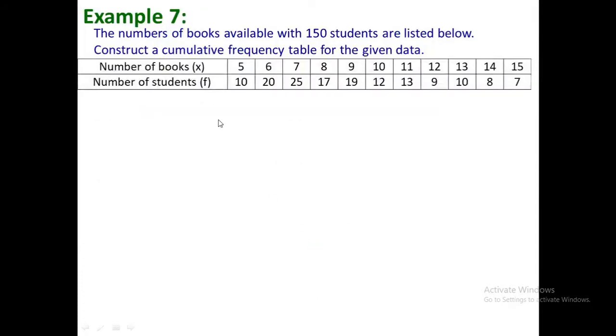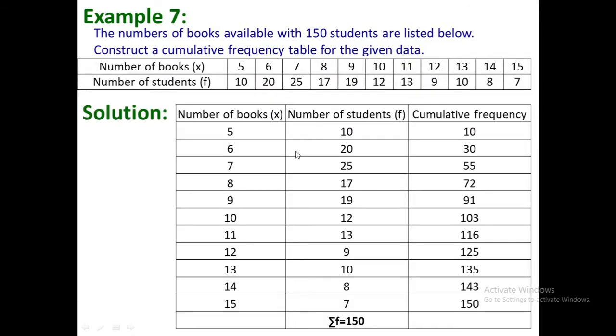Or you can also think of it as the number so far. Let's understand with this example where the number of books available with 50 students of a class are listed below, and we have to construct a cumulative frequency table for the given data. So this is the cumulative frequency data. In the first column we write the number of books, in the second column the number of students, and then we calculate the cumulative frequency.